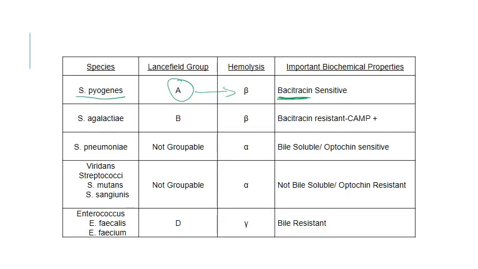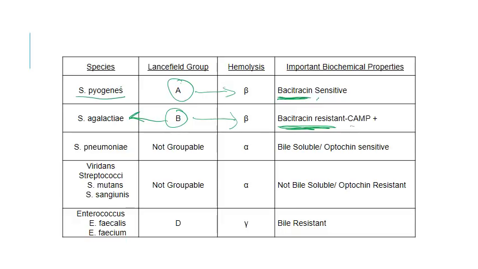So literally, to find this out, you would have a blood agar plate and you put a little disc of bacitracin on it, and you would see a zone of inhibition where the organism was not growing on that plate. The next group is Lancefield group B, and as I mentioned before, that's S. agalactiae. It also has a beta hemolytic pattern, but in this case, it's bacitracin resistant.